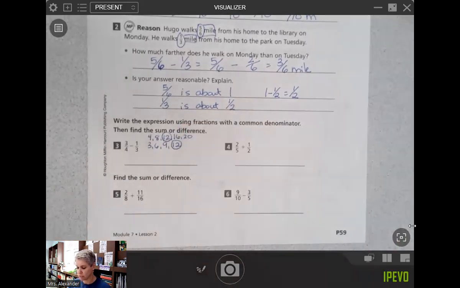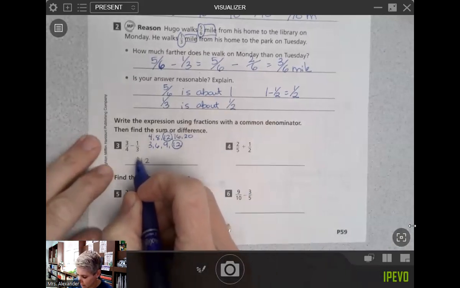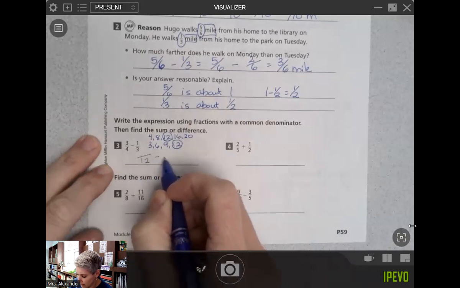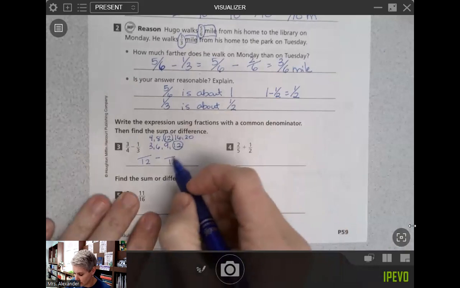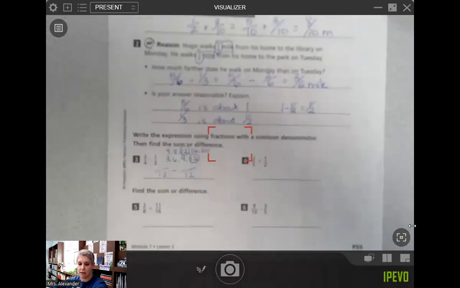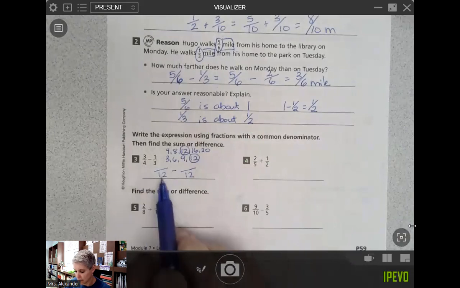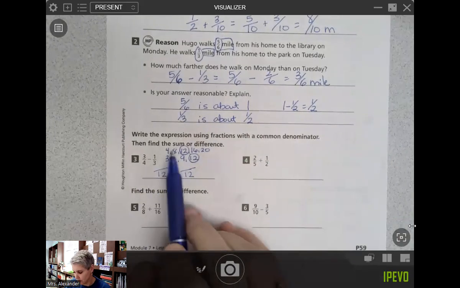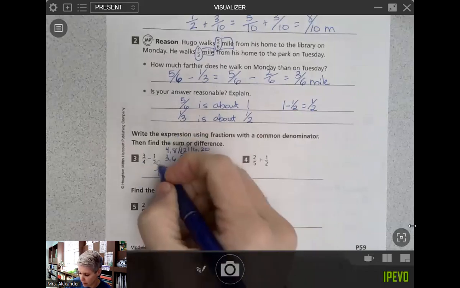So now I can change my fractions. They're going to have the common denominator of 12. So I can even rewrite my equation with those 12s as the denominators, my minus sign in between so I don't forget what operation I'm doing, and then adjust my numerator. 4 times what equals 12? Well, I listed it, 4 times 3, so I have to do 3 times 3.